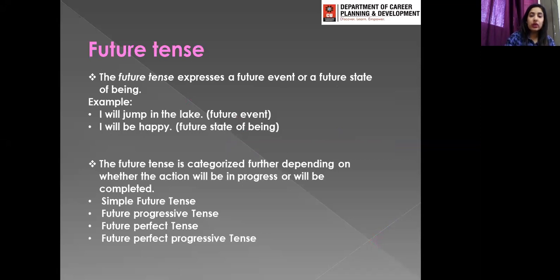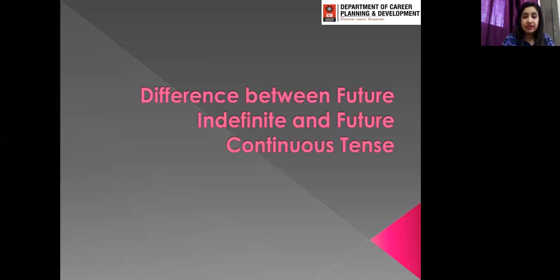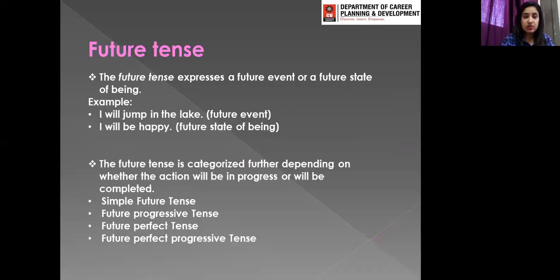Before going in with the difference between the future indefinite and the future continuous tense, let us first understand what we understand by the future tense. Future tense expresses a future event or future state of being. So it is something that is not happening right now, nor something that has happened in the past. It is altogether about what is going to happen in the future.